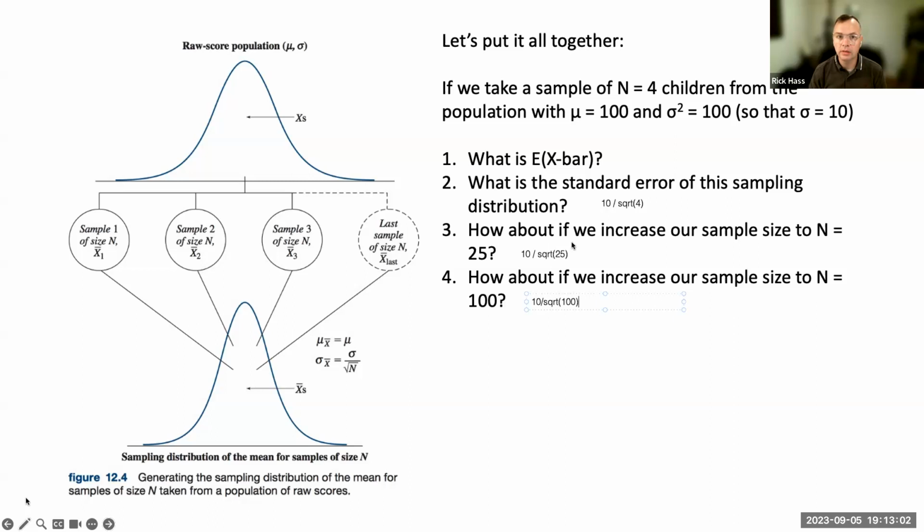So what do we notice about this number? As sample size increases, what happens to standard error? It goes down. Right. So here we have 10 divided by 2 equals 5. Here we have 10 divided by 5 equals 2. Here we have 10 divided by 10 equals 1. Right? So what does this mean?